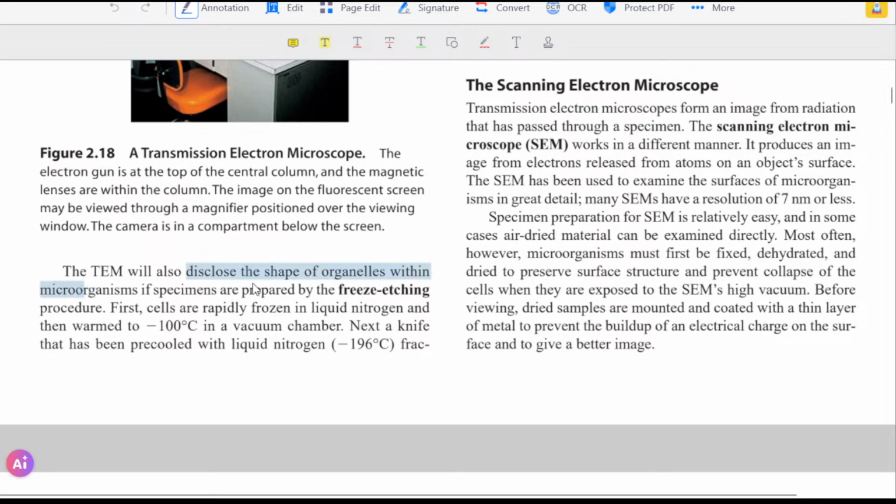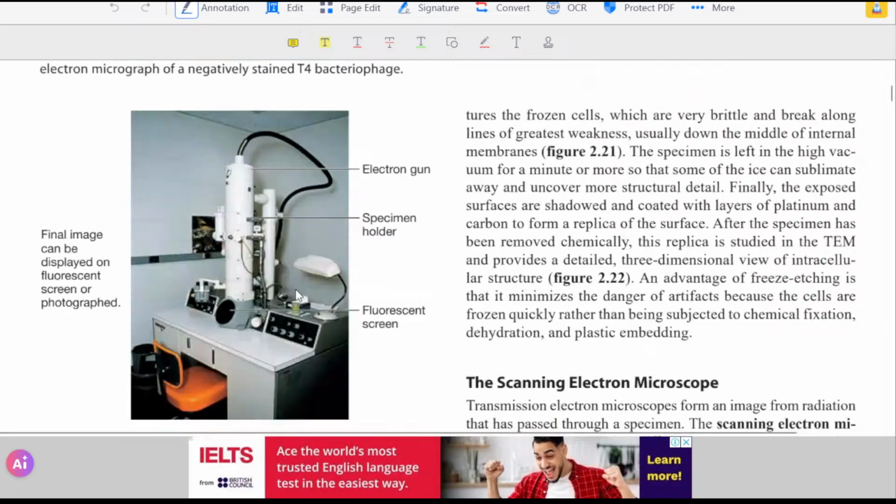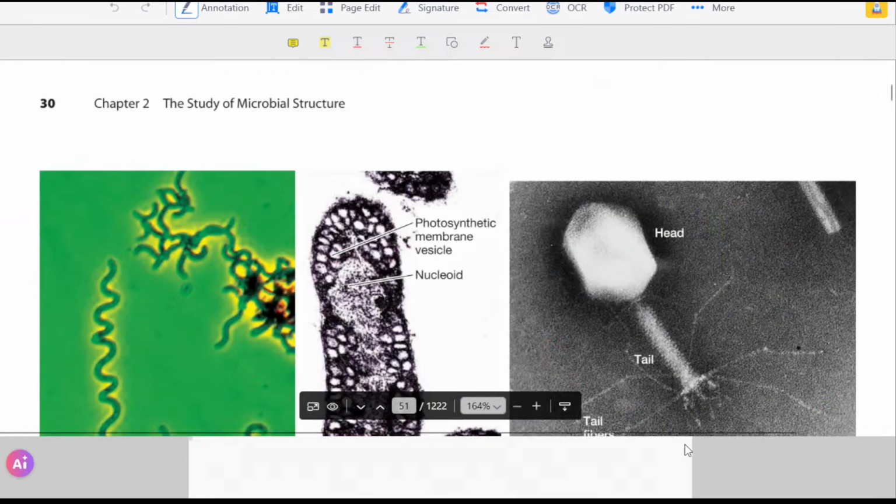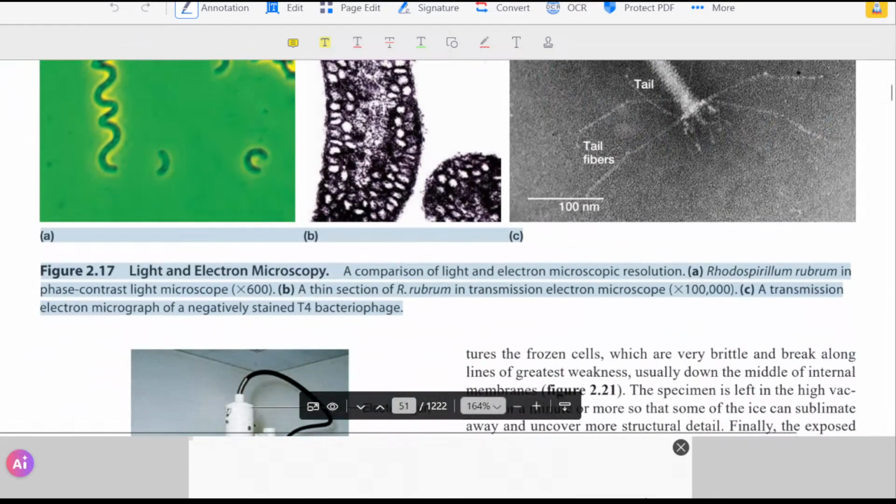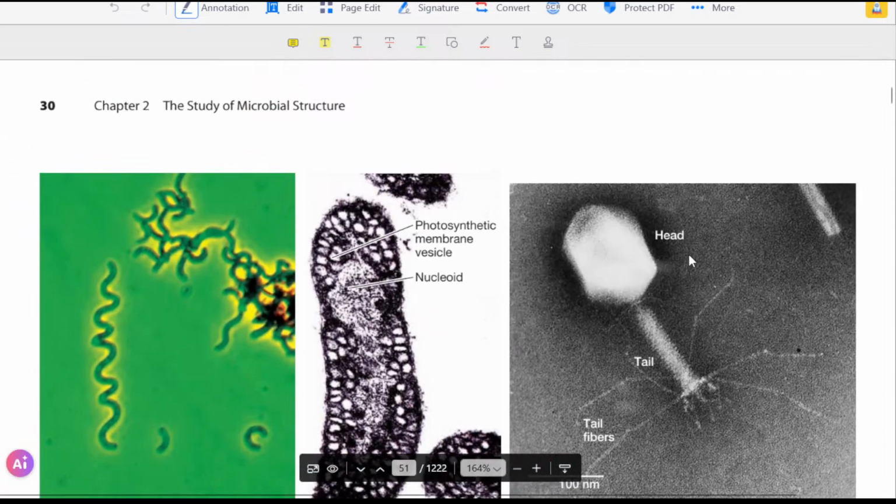The TEM will disclose the shape of organelles within the microorganisms if the specimens are produced by the freeze etching procedure. So not only DNA and flagella can be seen by TEM, the organelles can be seen by the TEM as well. And if the specimens are prepared by freeze etching, the ads are so ugly.